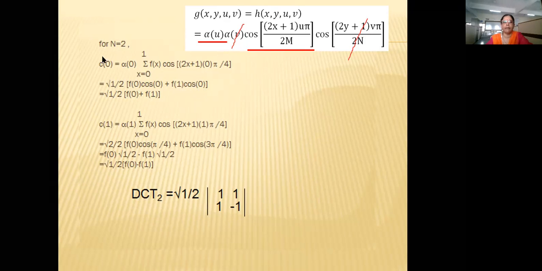So the equation for the very first DCT coefficient C0 is given by square root of 1 by 2 times f of 0 plus f of 1. We took cos 0, which is nothing but 1. So we get here simply f0 plus f1. So the scaling factor of f0 is root 1 by 2. Similarly, the scaling factor of f1 is also root 1 by 2. Is this first step clear to all of you?